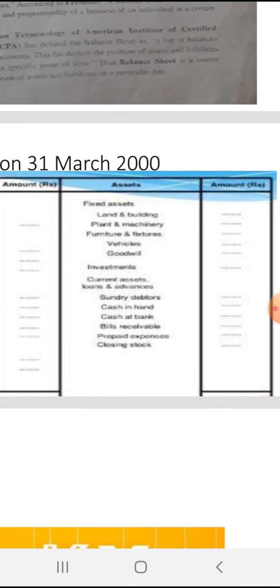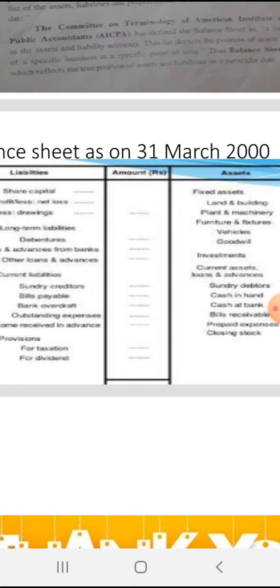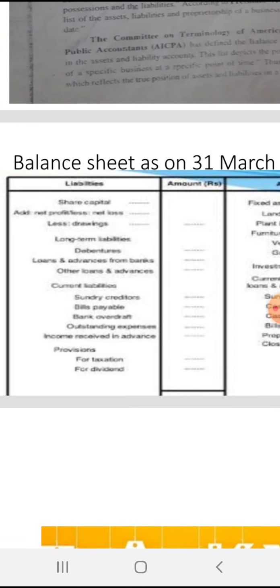Let us see now what are the assets which will be mentioned. Fixed assets, that is land and building, plant and machinery, furniture, vehicle, goodwill. And current assets: sundry debtors, cash in hand, cash at bank, bills receivable, prepaid expenses, closing stock. And except this, investments will also be mentioned in the assets.